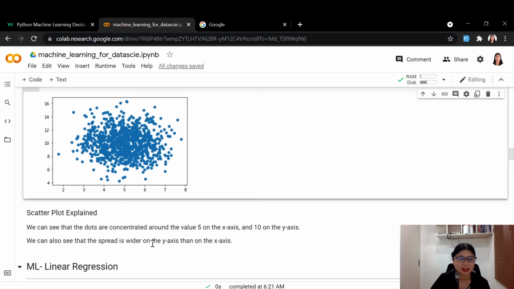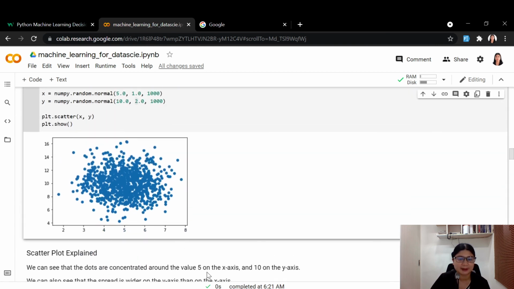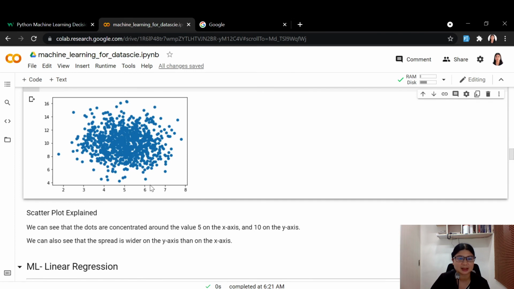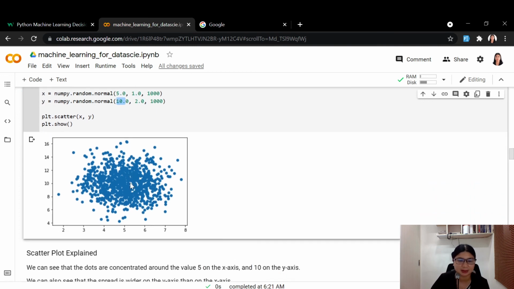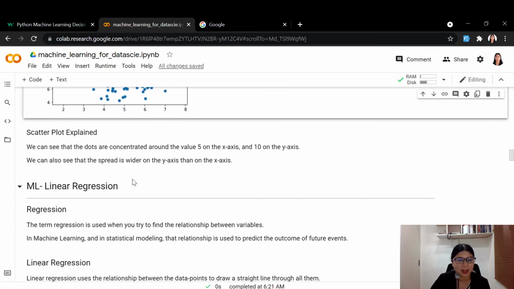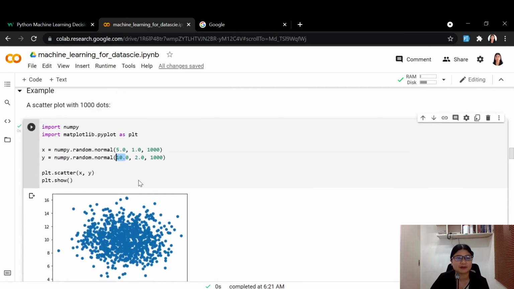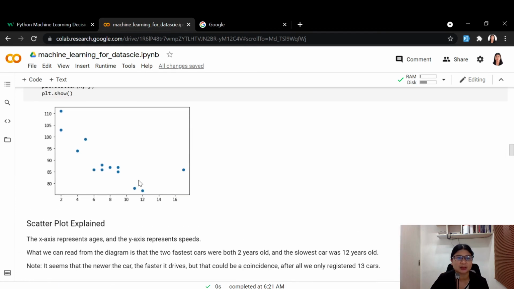So, we can see that the dots are concentrated at 5 on the x-axis, and 10 on the y-axis. So, mas concentrated man siya diri, no? Kati amo na iya nga ginbutang, no? Mas palapit siya sa mean value naton. Okay? So, that's it for the scatter plot. Okay?